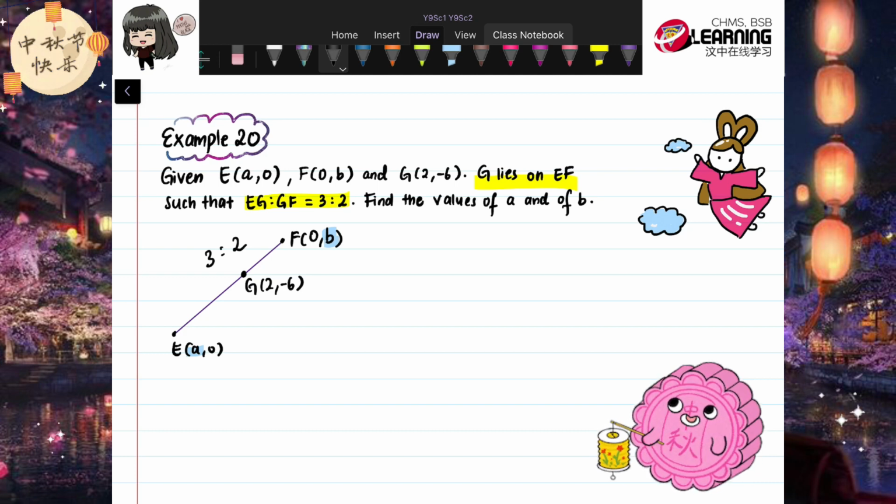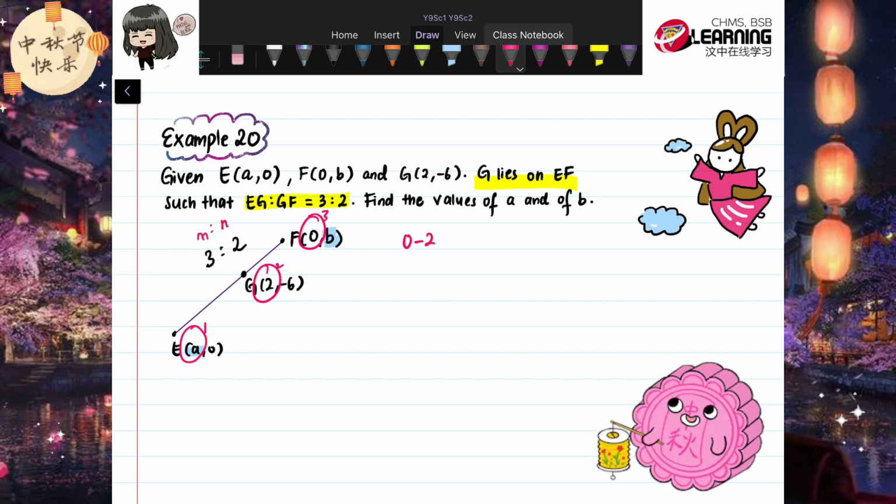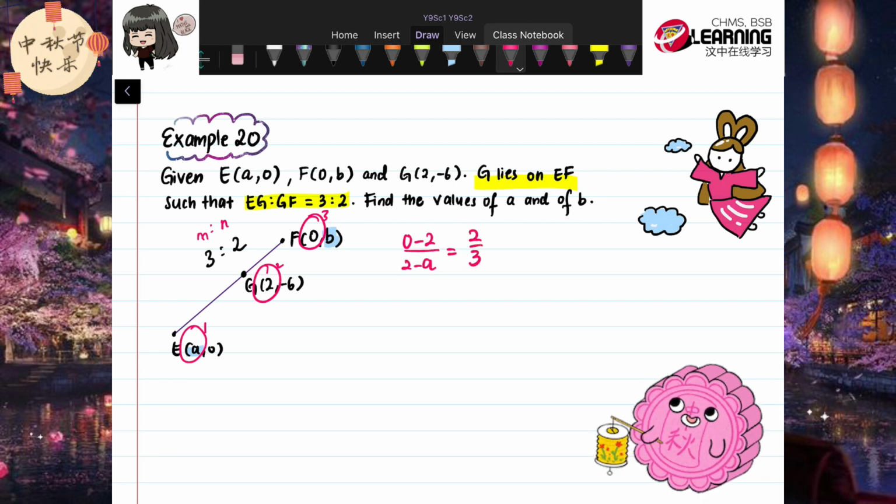So before we find this, let's see what we have. We have this coordinate already, but then we're gonna use that ratio formula, by the way, because of the ratio that is given here. So what we're gonna do here is this x minus this x over the second x minus the first x, and it equals 2 to 3. If you want to use the formula, then this is the third one, second one, this is the first one, and this is your m, n. Okay, so 0 minus 2 over 2 minus A is equal to 2 over 3.